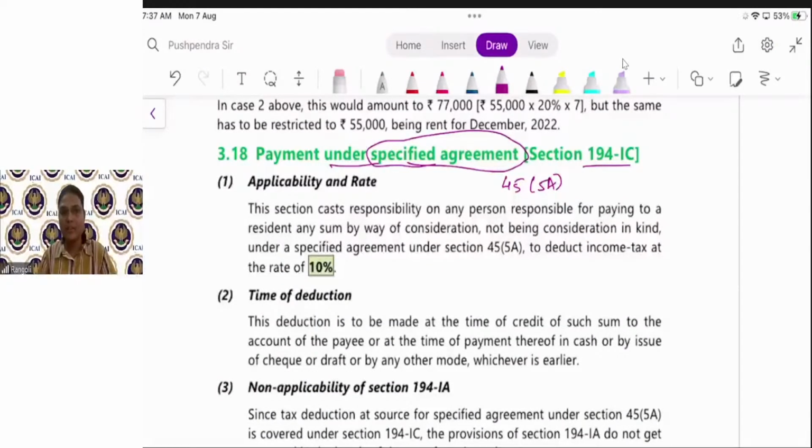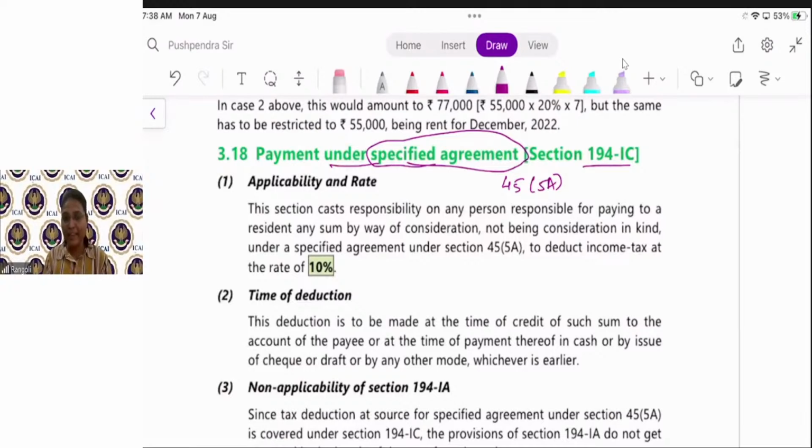If there is one landowner and the other is a developer, that is a realty builder, both are making the agreement that we will construct a building and the landowner will get some consideration in cash plus a flat in the newly constructed building. So it is taxable in the hand of the landowner when the completion certificate of that building is received, and the sale consideration for the land is cash plus stamp duty value of the flat received by the landowner. That is the specified agreement.